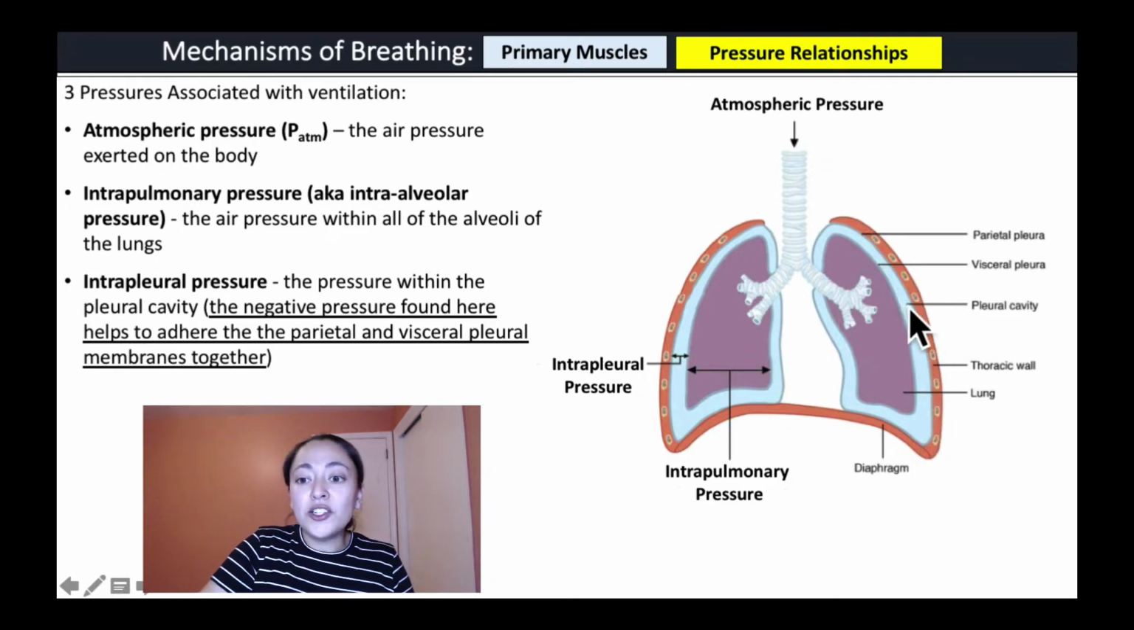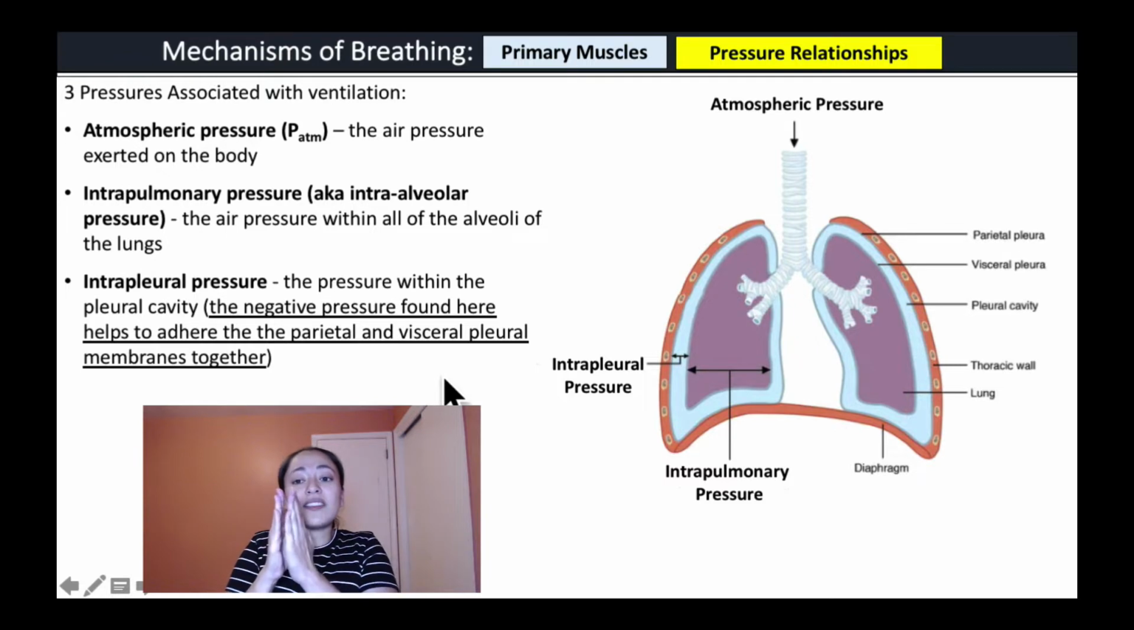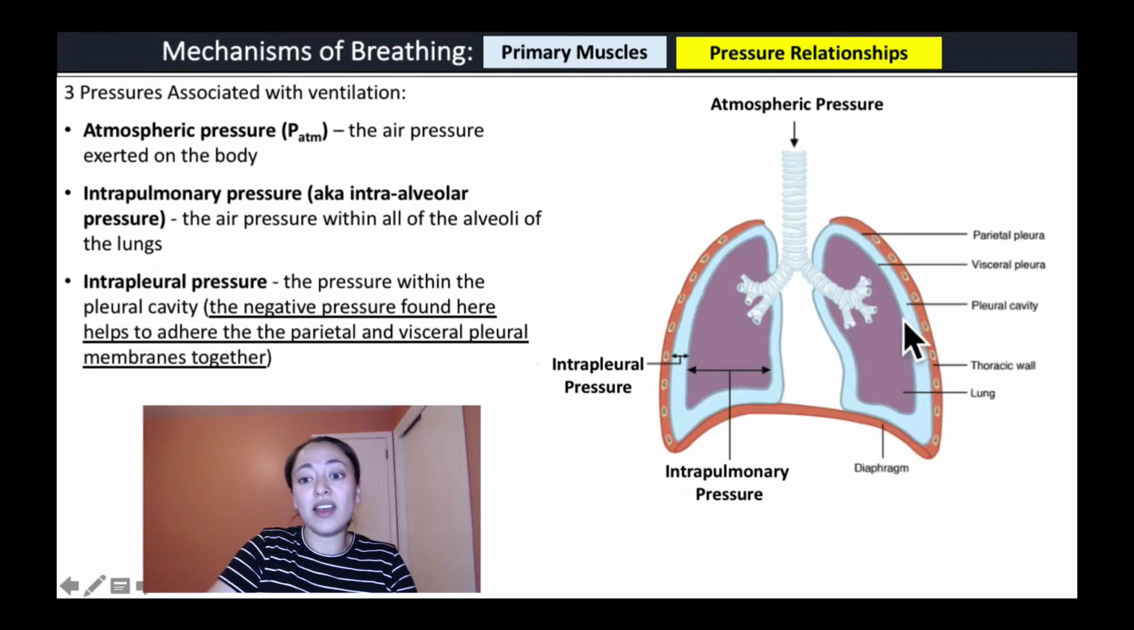The negative pressure in this pleural cavity, which is a little bit of fluid between both layers, actually helps to adhere the parietal and visceral pleural membranes together. So this pressure must stay negative, and it's always negative. It's kind of like a little vacuum between the parietal and visceral pleura. If for some reason air gets into that space, it can actually cause these two layers, the visceral and parietal pleura, to separate, and it would cause your lungs to completely collapse. We'll talk about that more later.